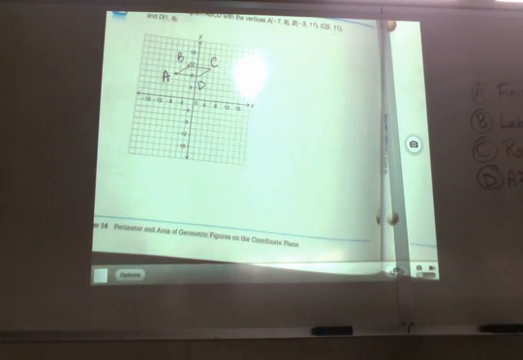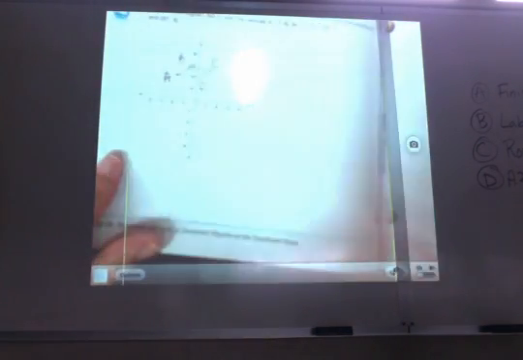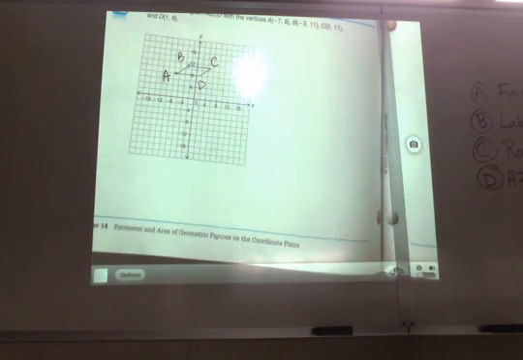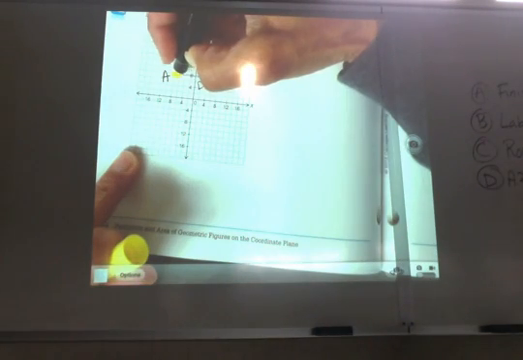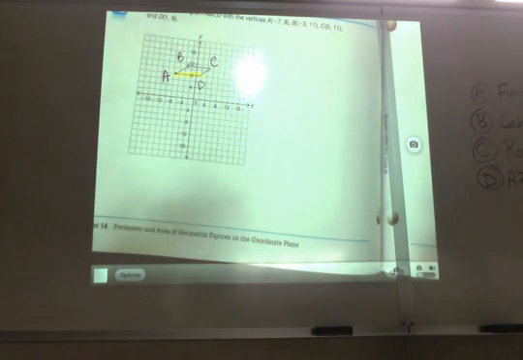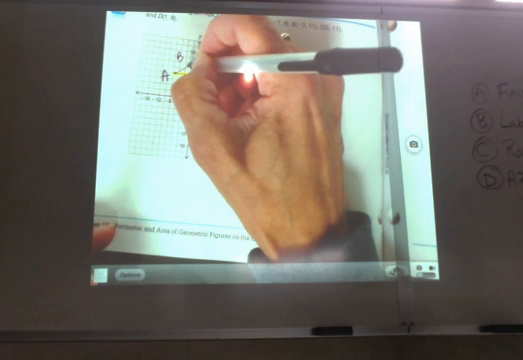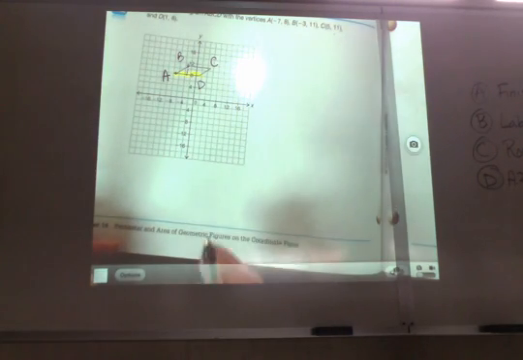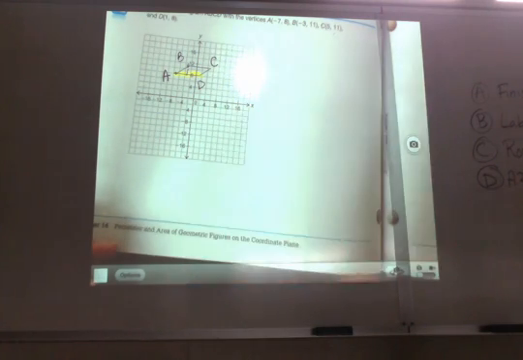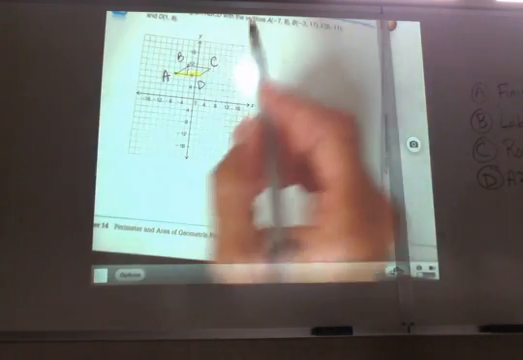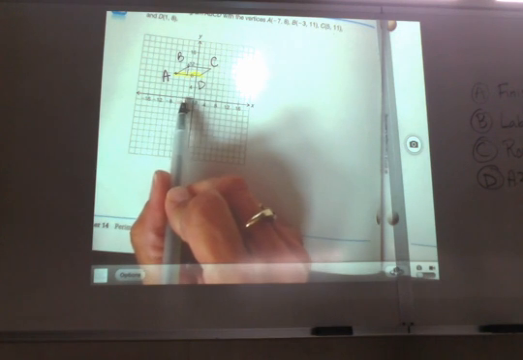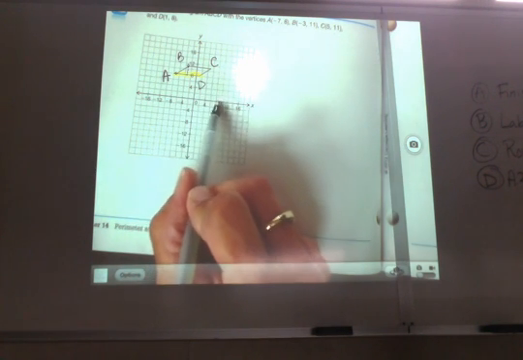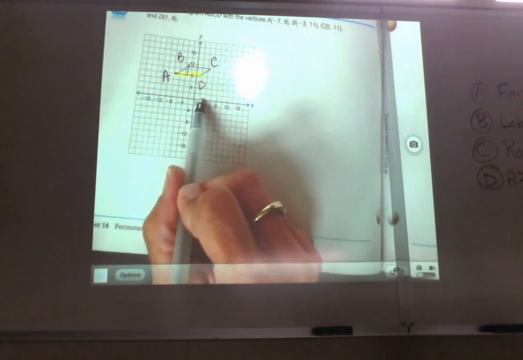I want to fast forward to area. In order to do area, I need base times height. I'm going to need this distance right here, and then I need a straight down distance from the top. I think we can count these. We could do the distance formula, but let's see if we can count. What are the units along the x-axis? Every box is 2.